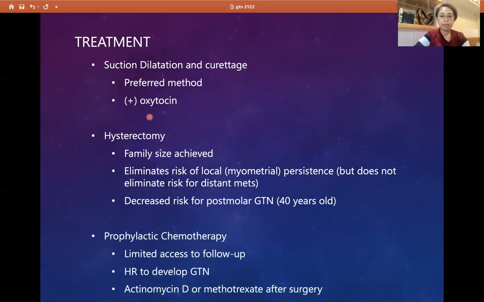Now, the third can be prophylactic chemotherapy. This is offered, or given, among patients who have limited access to follow-up. If by your assessment, you know that there is a likely risk that this patient will fail to follow up, these patients are high risk to develop further gestational trophoblastic neoplasia. The chemotherapeutic agents that we use are single agents, actinomycin D or methotrexate after surgery.